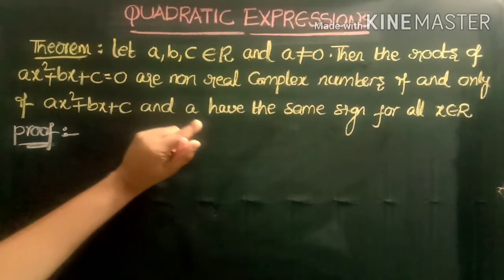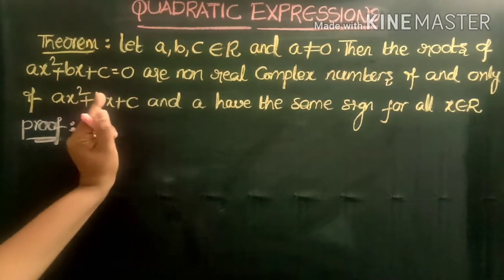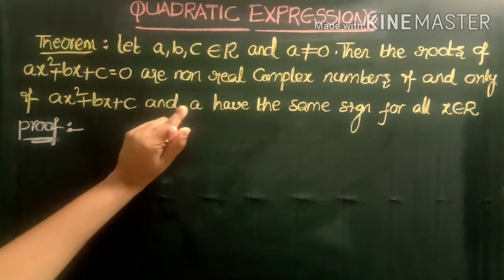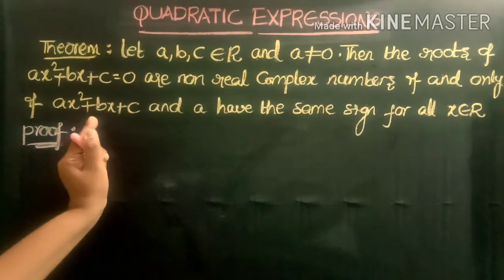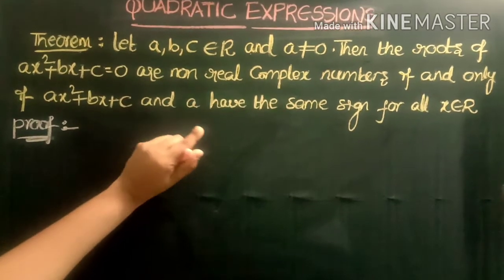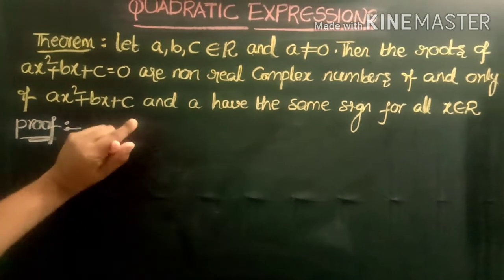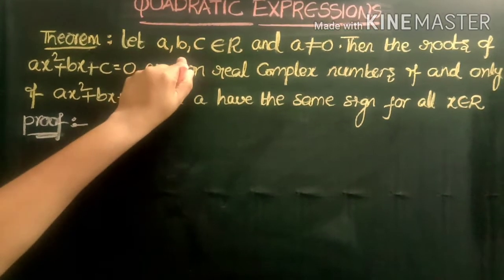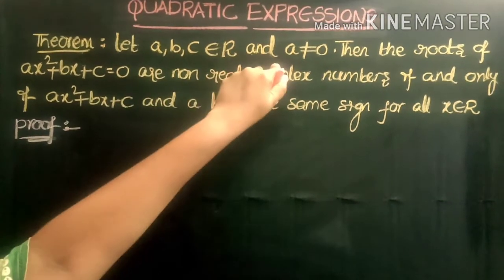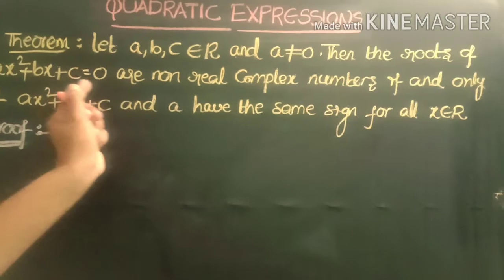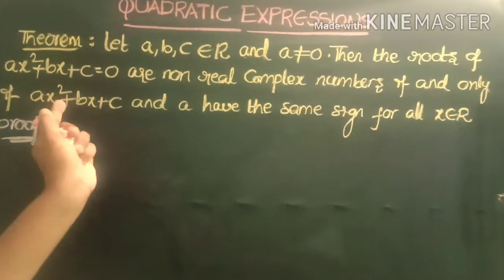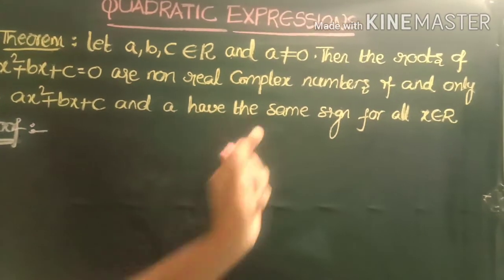If a, b, c belong to R and a is not equal to 0, then the roots of the equation ax square plus bx plus c equals 0 are non-real complex numbers if and only if ax square plus bx plus c and a have the same sign for all x belongs to R. So given that a, b, c are real numbers and a is not equal to 0, these are the conditions. The roots of the equation are non-real complex numbers if and only if ax square plus bx plus c and a have the same sign.